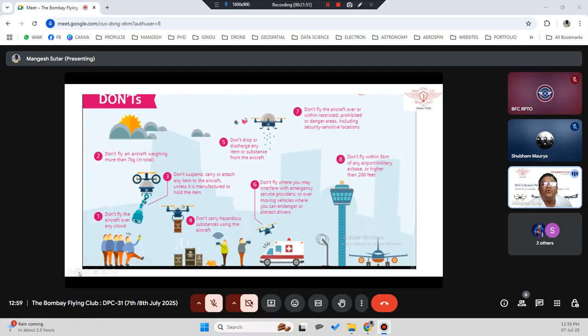Do not suspend or carry or attach any item to the aircraft unless it is manufactured to hold that item. So do not attach anything which is not authorized to your drone. A lot of people are doing those kinds of things, right? Someone attaches a banner, someone a flower dropping mechanism, someone a perfume. A lot of people are doing very nasty things with drones. That is not legal. You may be caught doing those kinds of activities. That is not authorized unless it has been certified for that particular drone.